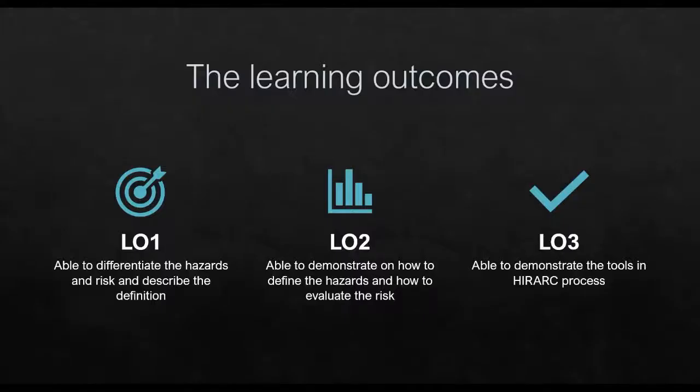Okay, so next, as usual, the learning outcomes. There are three learning outcomes to be achieved in this chapter. So learning outcome number one is being able to differentiate the hazards and risks and describe the definitions. So you must be able to differentiate between hazard and risk, and then describe the hazard definition and also the risk definitions. And then learning outcome number two, you must be able to demonstrate how to define the hazards.